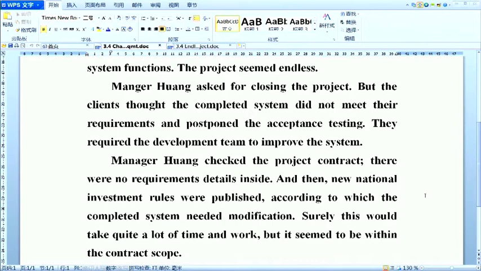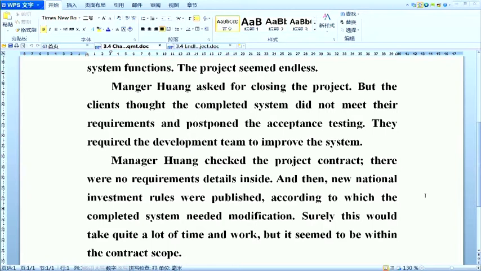Manager Huang asked for closing the project, but the clients thought the completed system did not meet their requirements and postponed the acceptance testing. They required the development team to improve the system. Manager Huang checked the project contract. There were no requirement details inside.